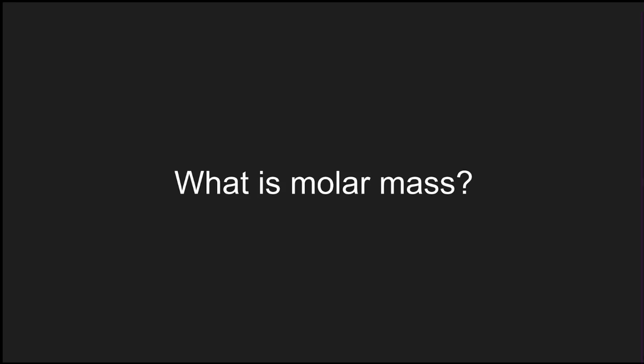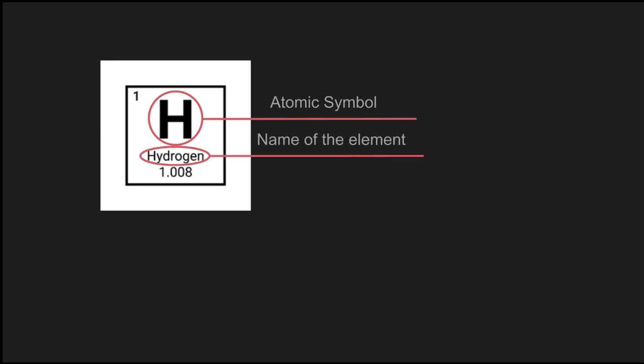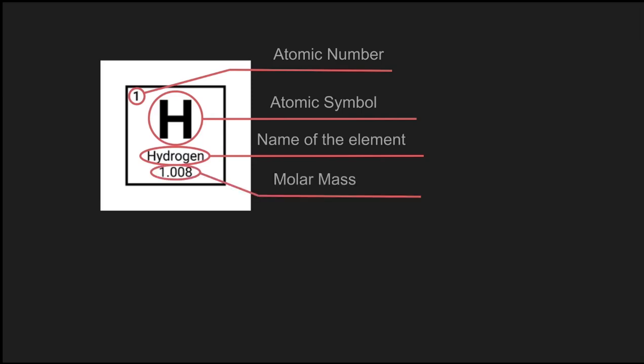First, think of the boxes you see on the periodic table. In the middle is the atomic symbol, which is the big letter that first catches your eye. Right below it might be the name of the elements. In this case, it would be hydrogen. In one of the corners, hopefully, is the atomic number, which represents the amount of protons in the element. And finally, at the bottom is the molar mass, which is a very specific number and our topic for today.